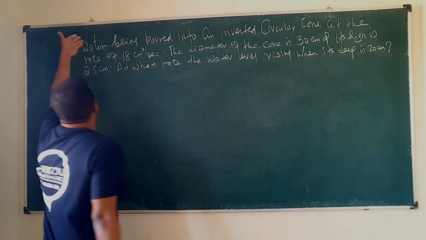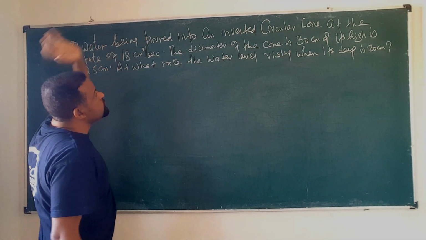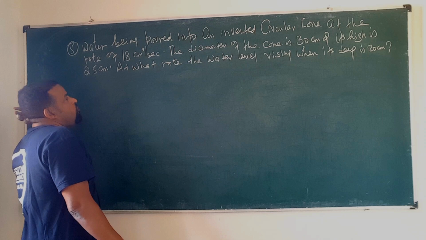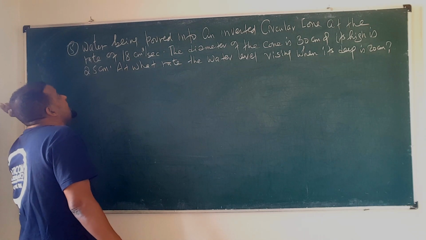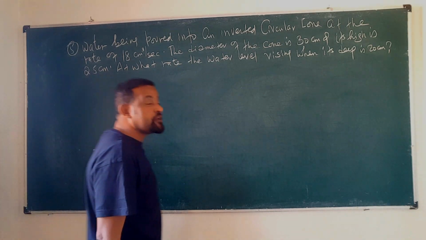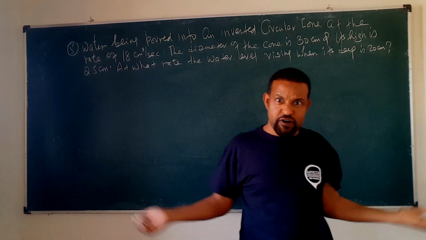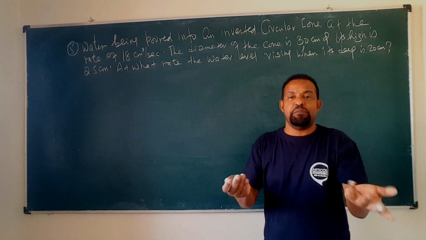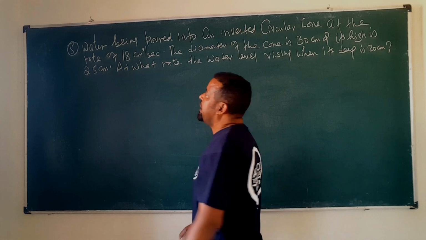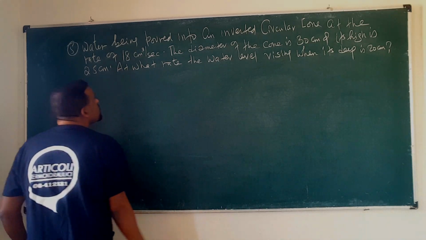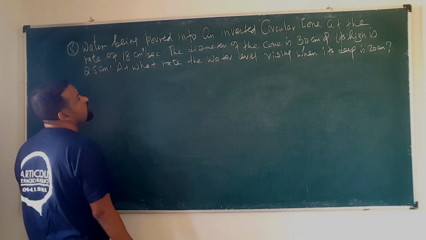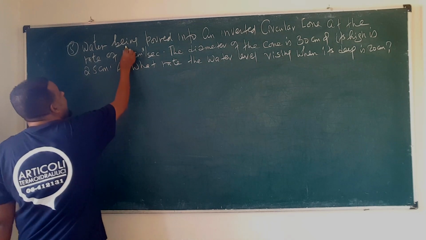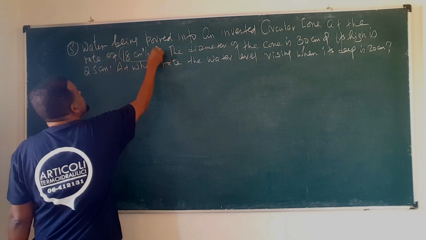Good. The next problem. Water being poured into an inverted circular cone at the rate of 80 centimeter cubed per second. There is a cone, right? Circular cone. That means its base is a circle. Okay. Then that water is poured into an inverted circular cone at the rate of 80 centimeter cubed per second.